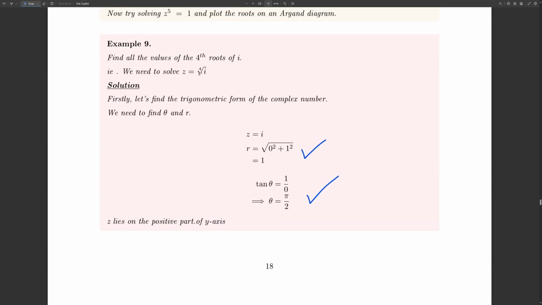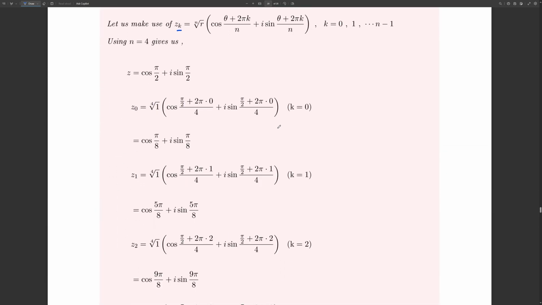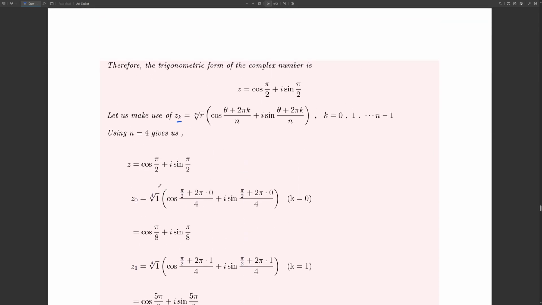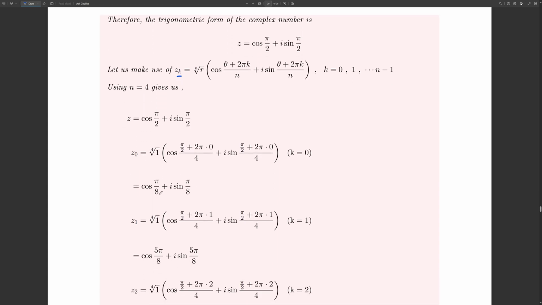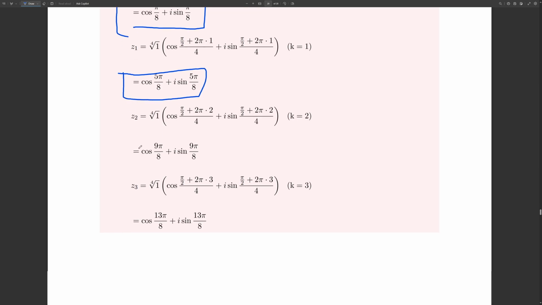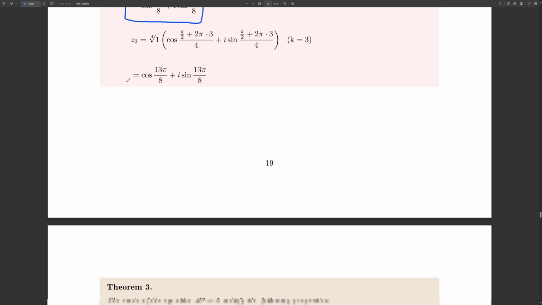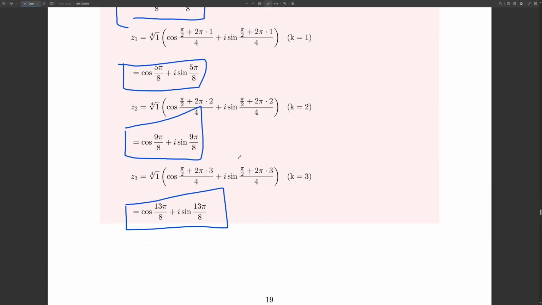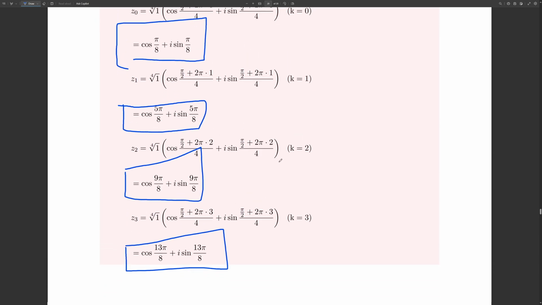So how many roots do we have here? The fourth root. So we'll put 0, 1, 2, 3. At 4, we would expect it to repeat. So we take our cos of pi upon 2. When it is equal to 0, we get cos of pi upon 8 plus i sine pi upon 8. When it's equal to 1, we get this. 2, we get this. And 3, we get this. And if we want, we can plot and look at these diagrams accordingly.